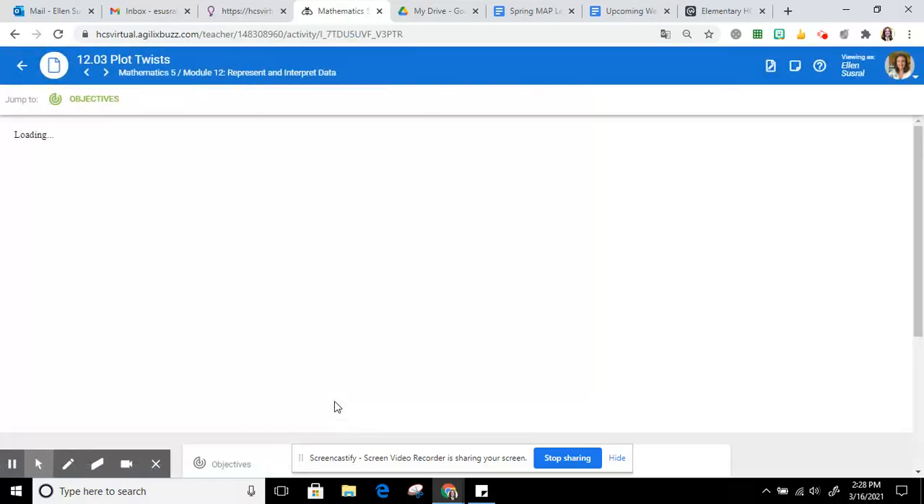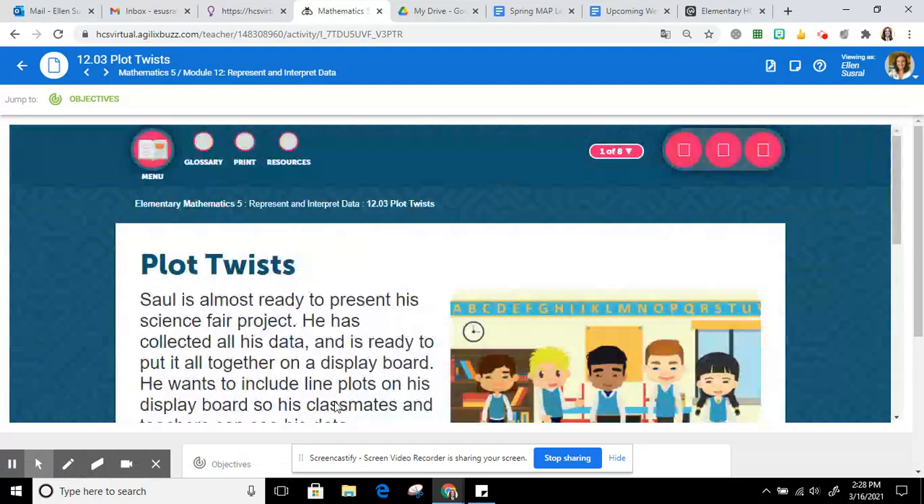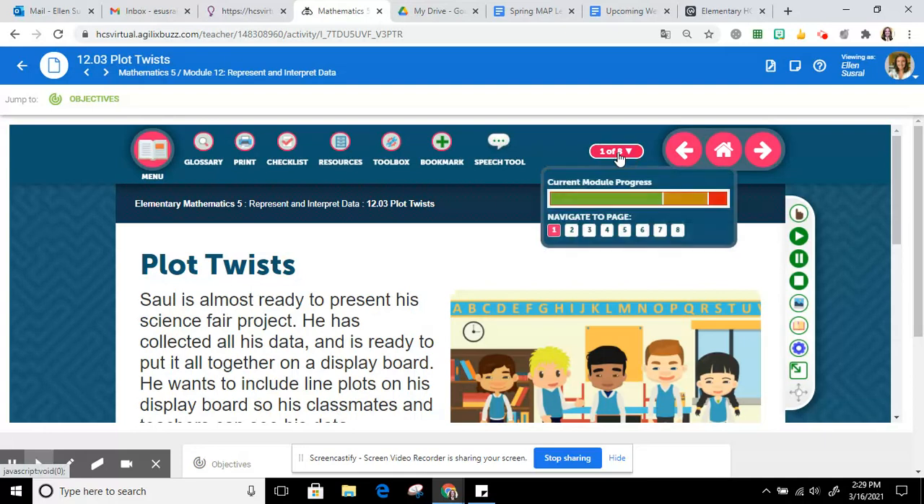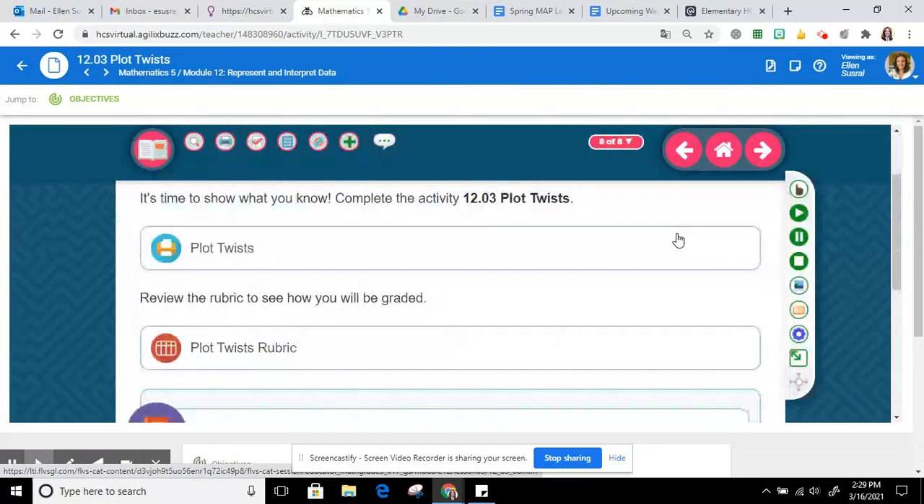This is an 8-page lesson. Make sure you go through all 8 pages, focusing on the examples that they give you, focusing on the questions that it's asking, because all those different things are going to help you with your worksheet assignment. Your worksheet assignment is on the last page, page 8.